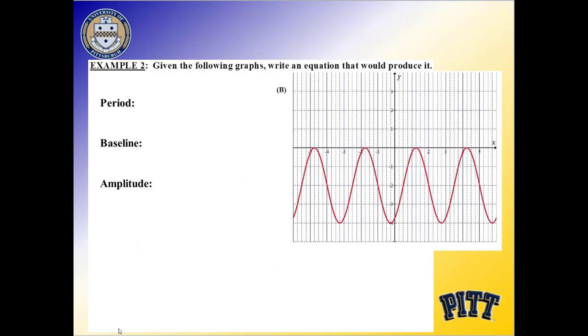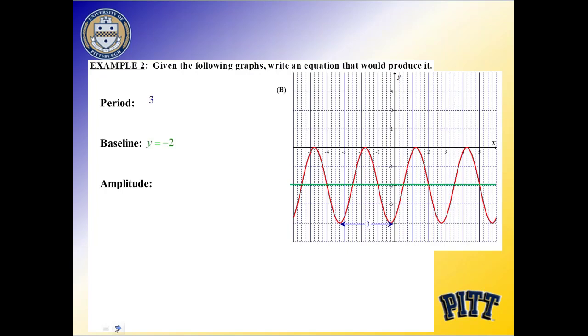This one here I'm going to show a couple of different possibilities, but I'm not going to do as many as I did previously. So you have this graph here. I look at the period. I see it's 3 units to go from lowest point to lowest point in this case. The baseline I see is at -2.